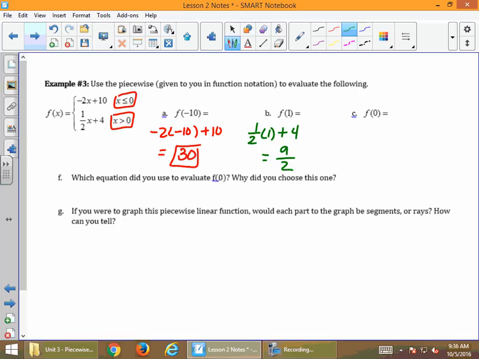This next one's really tricky. We have f of 0. Which one are we going to plug it into, the top or the bottom? Why the top? It has the line underneath. They both have 0, but the bottom one, 0 is not included because there's no line underneath. Can't use it. The top has a line underneath, so the 0 is included. We're going to use the top one. Very good.